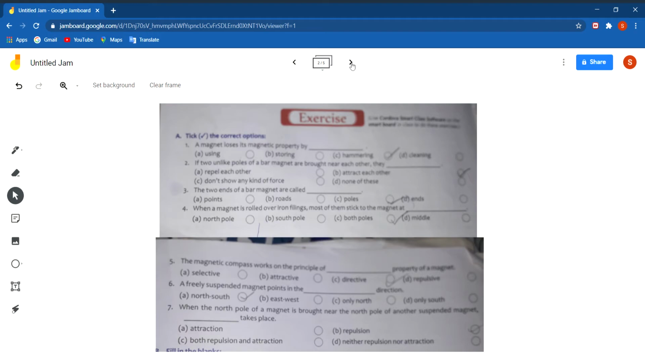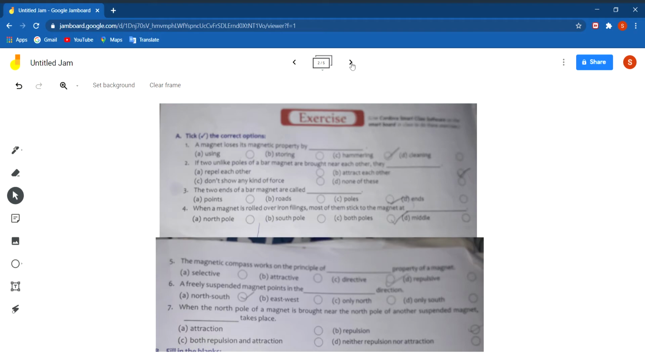Number 6: a freely suspended magnet points in the dash direction. So which direction? It is north-south direction. Then last: when the north pole of a magnet is brought near the north pole of another suspended magnet, dash takes place. So north pole and north pole both are like poles. So like poles repel each other. So what will take place? Repulsion. The correct choice is repulsion.